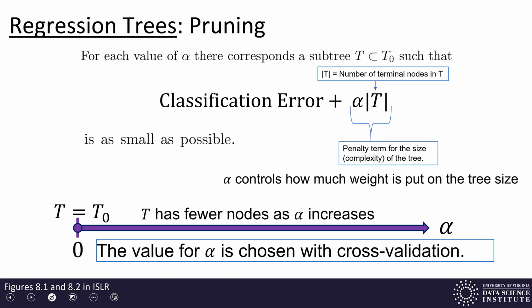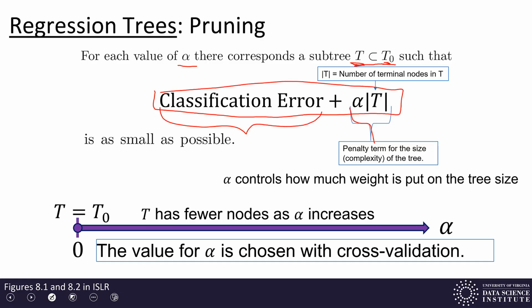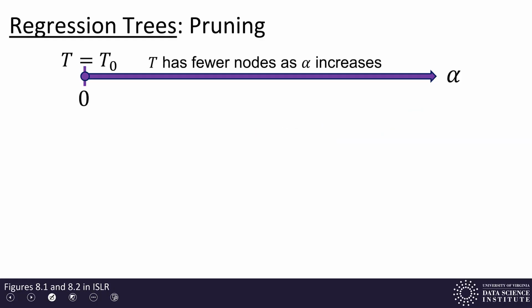Here's what we do for each value of alpha. Alpha is going to be our tuning parameter. There's some subtree T within the main tree. This subtree that we're going to look at is created by taking the main tree and removing some of the terminal nodes sequentially, such that this is going to be as small as possible. Here's our classification error, and then this piece here is our penalty for the size of the tree. Remember, these absolute value bars are the number of terminal nodes in the tree, so that measures the size of the tree. And alpha is how much we're penalizing for the size of the tree. We want to make that as small as possible.